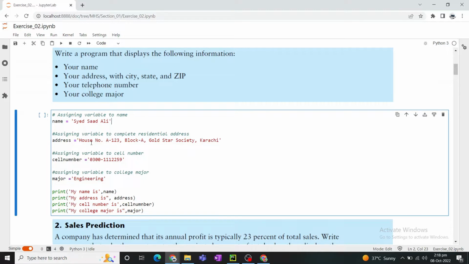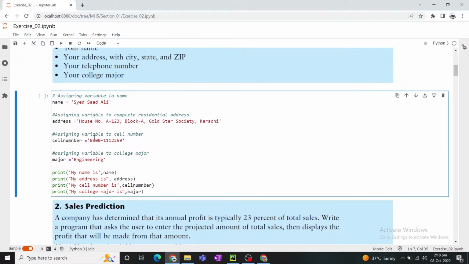And over here you can assign a variable for the residential address. I have written my home address because I'm based in Karachi, Pakistan, so I have written my house number and society over here. Then assign a variable for the cell number. This is a cell number that is not mine. You can also enter this number as a string in single quotation marks. So you can see the name, address, and cell number. These are variables, and we have assigned them with the assignment operator, that is equals to, in string format.